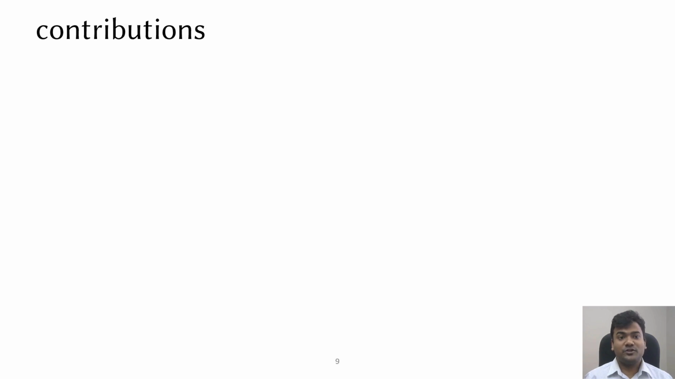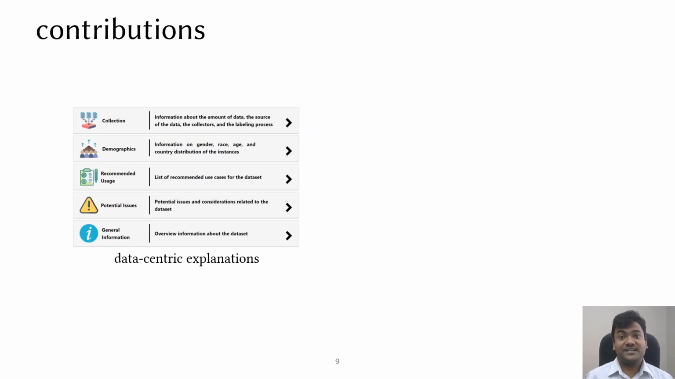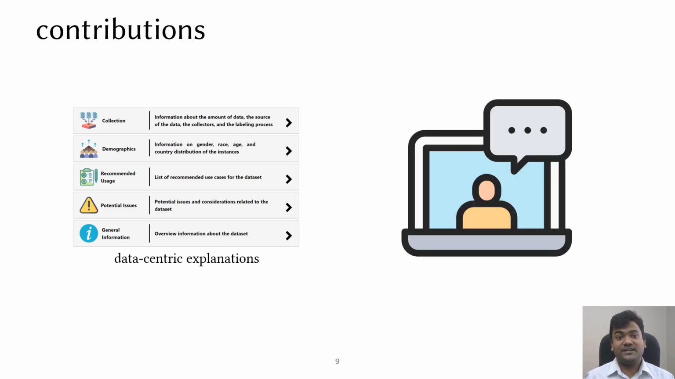To summarize our contribution, we designed data-centric explanations that communicate training dataset information to end users of the system with the goal of increasing system transparency. We also presented study findings that show that these explanations have the potential to inform participants' judgment of trust and fairness in machine learning systems.